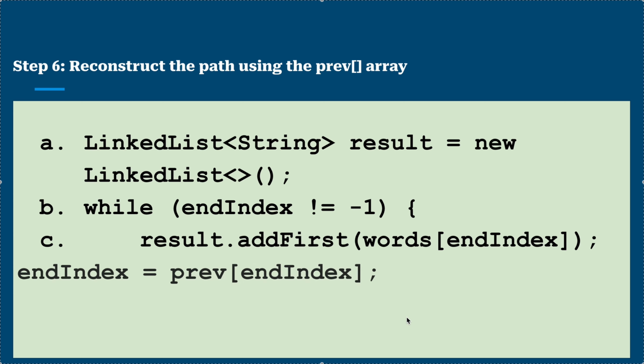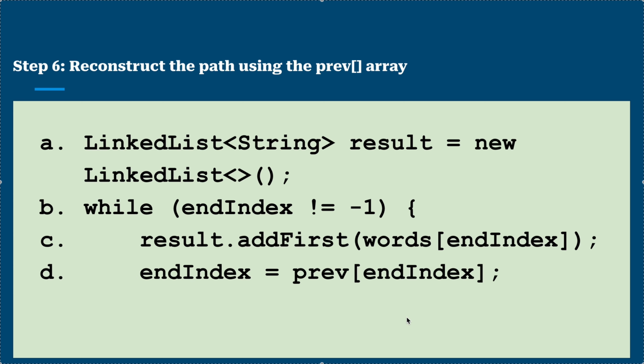And finally we'll also update our end index to the previous at index. So you will have the end index. This loop will keep going until the end index is equal to -1, right? What we are doing here is starting from the index with the longer sequence. And how are we going to do that? We'll keep going back using the previous index at i, right?